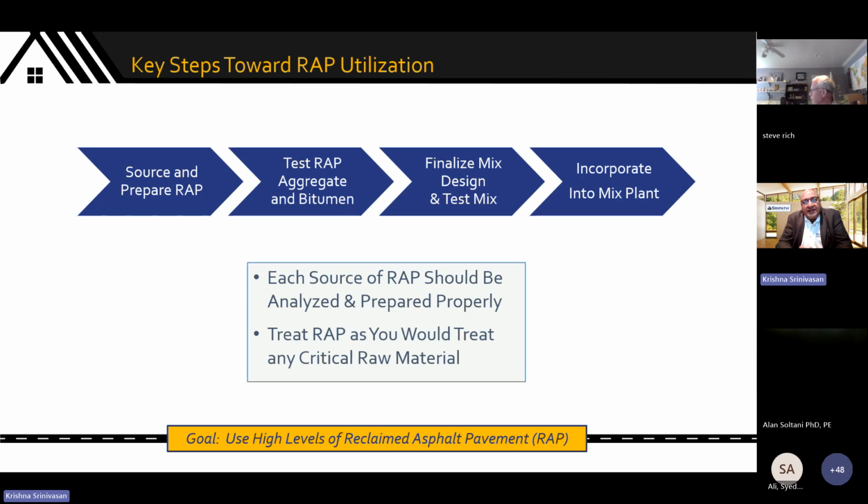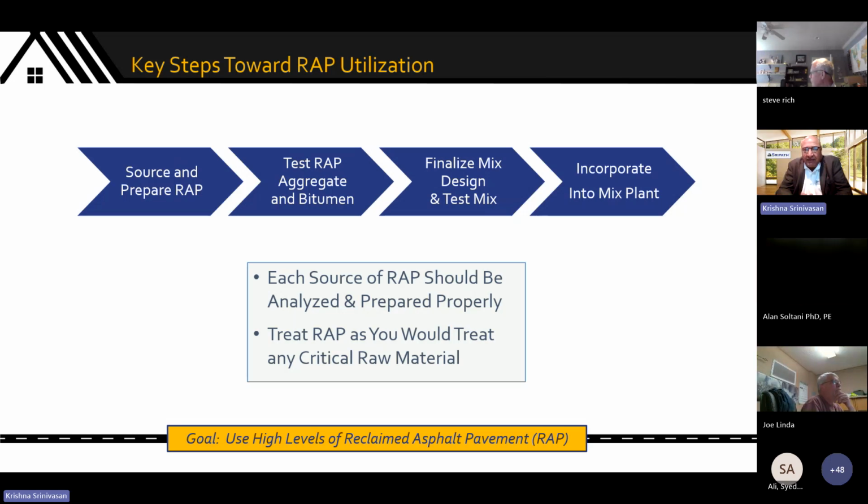So what are some of the key steps towards RAP utilization? This is a very basic slide. It's no different if you're using steel to make an automobile, or if you're using glass to make buildings. You start with your raw material. You source it, you prepare it, you test it, you create a mix design, and then you incorporate that mix design into a plan. I just want to highlight two things.